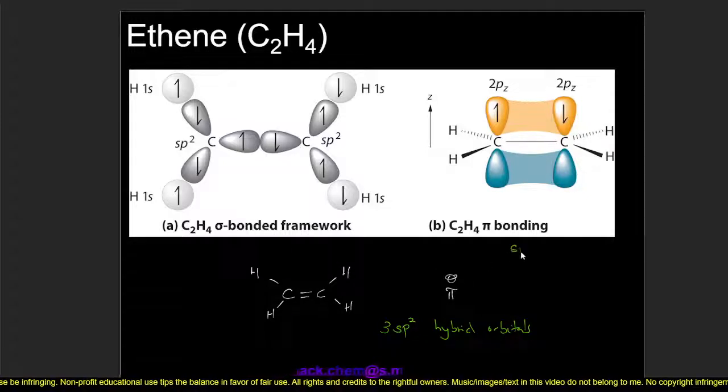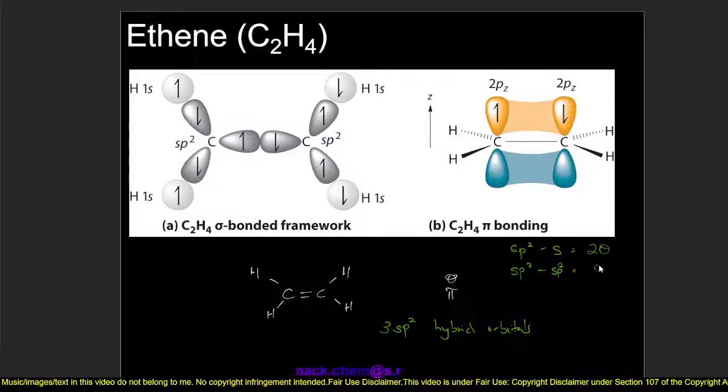2 of these sp2 hybrid orbitals will overlap with the s atomic orbital of hydrogen. This gives us 2 sigma bonds between carbon and hydrogen. The third sp2 hybrid orbital will overlap with the other sp2 hybrid orbital of the carbon atom adjacent to it. This also gives us a sigma bond. So we have 3 sigma bonds in total.